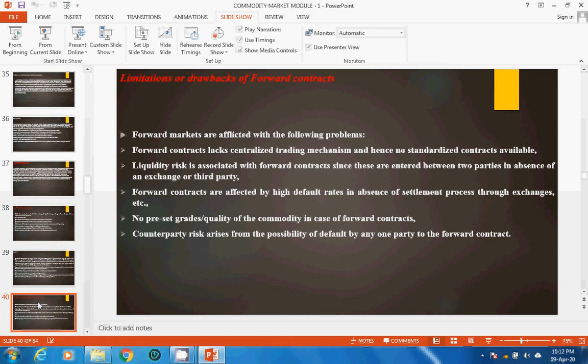Forward contracts are affected by a high default rate in the absence of a settlement process through the exchanges. There are no preset grades or quality of the commodities in the case of forward contracts. Counterparty risk arises from the possibility of default by any of the parties in the forward contracts. High defaulting rate in the forward contracts. So these are the drawbacks that we find in forward contracts.